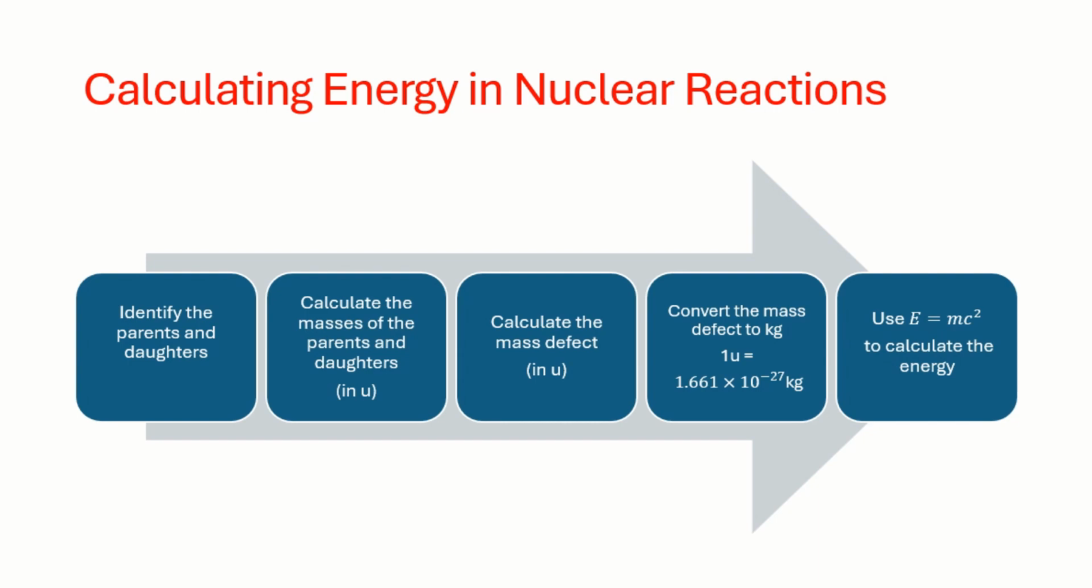And you're going to convert the mass defect to kilograms. Finally, you're going to calculate the energy which is released in the reaction by saying E was equal to mc squared, or sometimes delta mc squared, because it shows that as the mass defect, and that's going to calculate your energy.